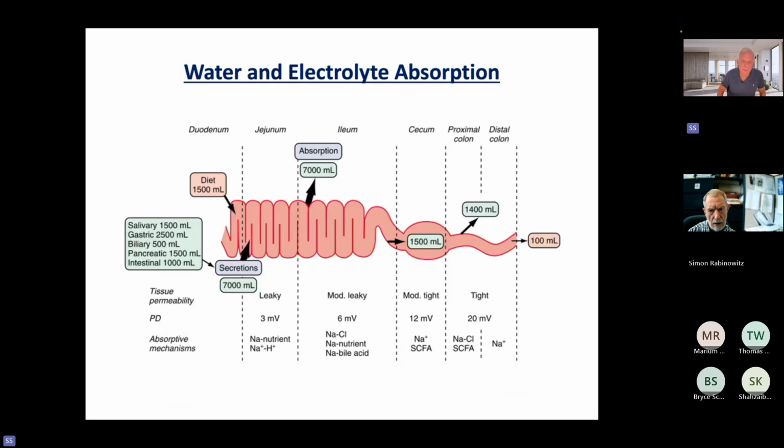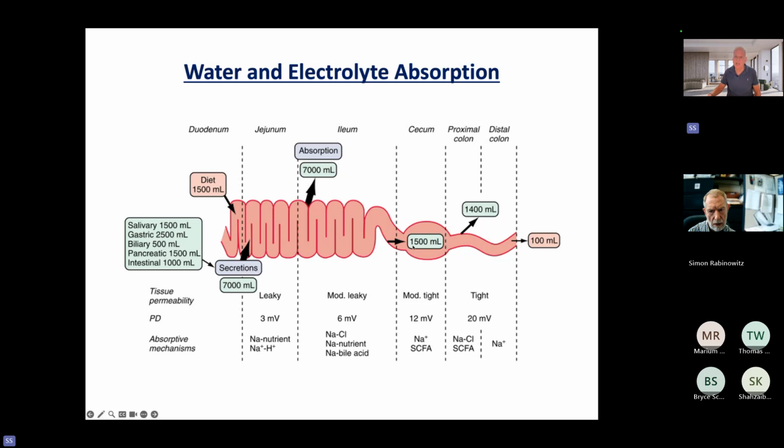Water and electrolyte absorption also takes place variably throughout the small and large bowel. Of the 8 to 9 liters of secretions, both endogenous and exogenous, that we take in, 7,000 mLs are absorbed by the time you get to the end of the ileum. In the cecum, we have 1,500 mLs left. Again, this is in the adult.